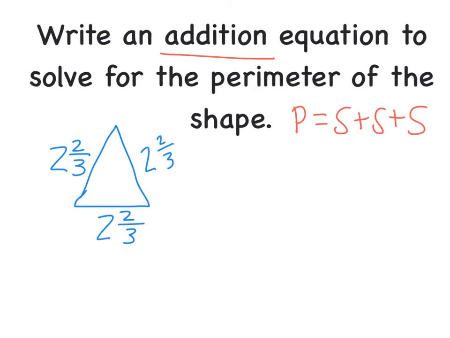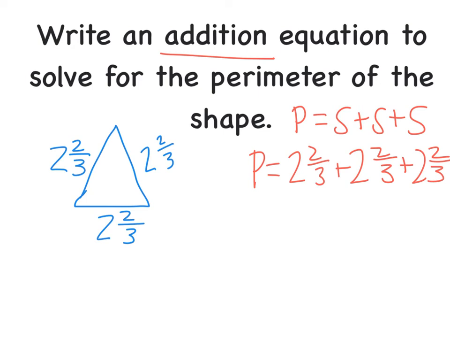For this triangle, the lengths of our sides are 2 2/3. So the perimeter equals 2 2/3 plus 2 2/3 plus 2 2/3. Now, I could stack them and add my first 2 numbers together, or what I'm going to do in this case is I'm going to add all my whole numbers and then all of my fractions. Either way will work just fine.